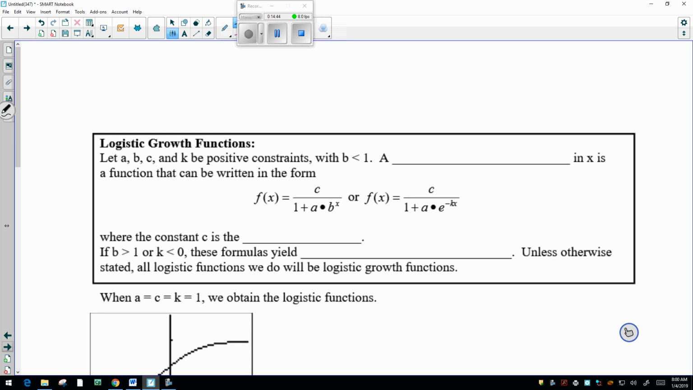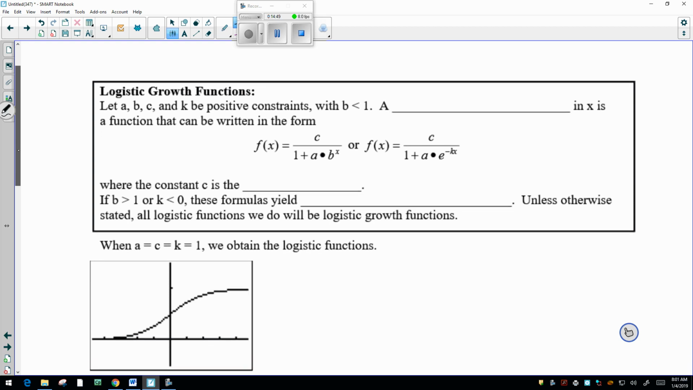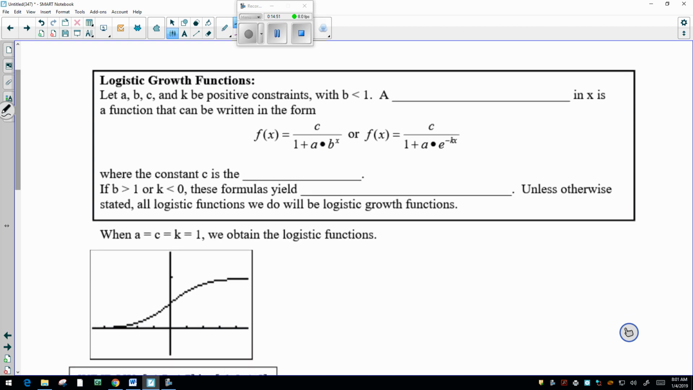Okay. And then our last thing that we're going to take a look at is our logistic growth functions. This is one of our 12 basic functions. This is the one we said kind of looked like a zombie graph. So we have a, b, c, k. They're all positive constants, with b being less than 1, so think fractional value. Okay. It says a logistic growth function in x is a function that can be written in this form.